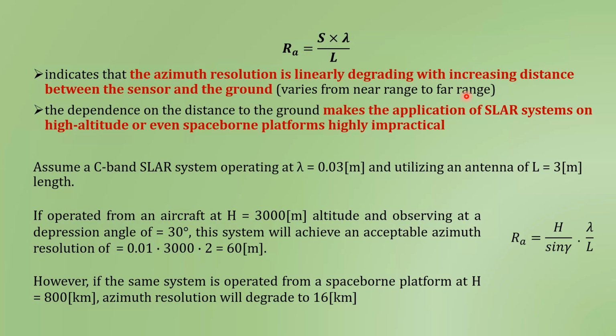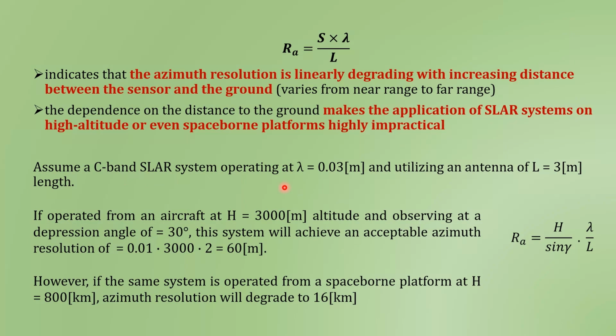As we saw through an example in the last video, the azimuth resolution degrades linearly with increasing distance between the sensor and the ground. Due to this dependence of the azimuth resolution on the distance to the ground, the application of side-looking airborne radar is highly impractical on a high-altitude platform or spaceborne platform. It can be understood through this example.